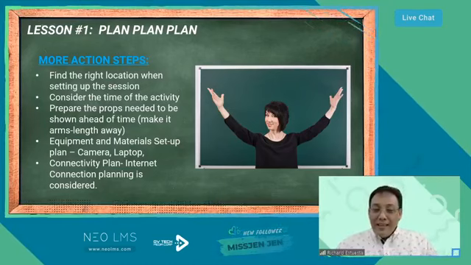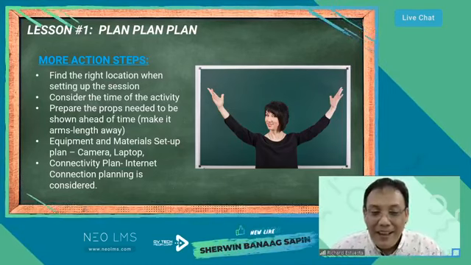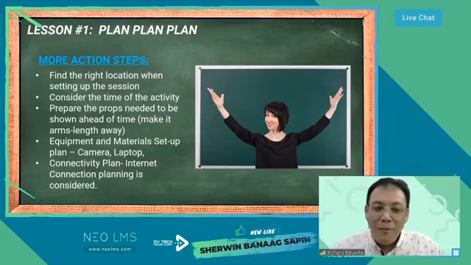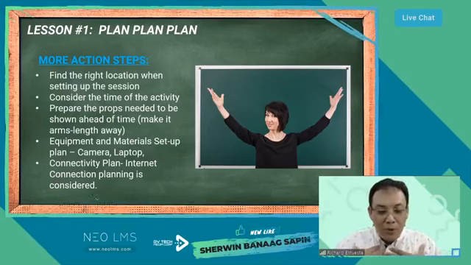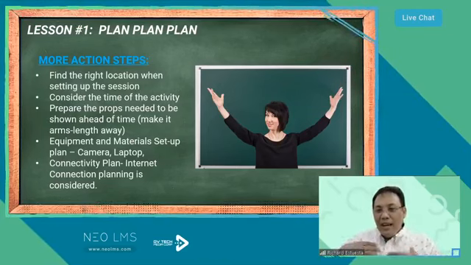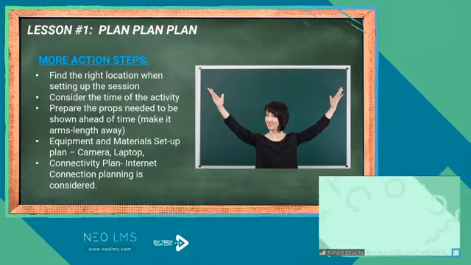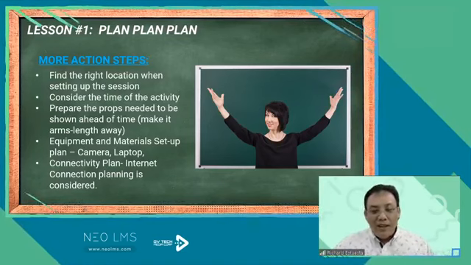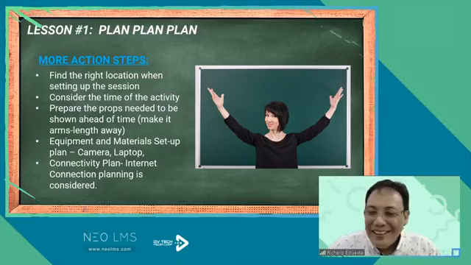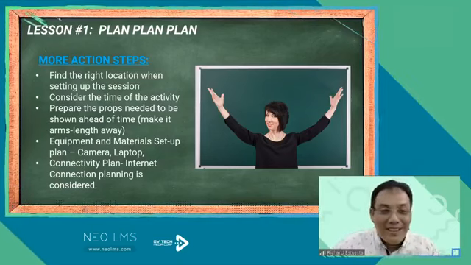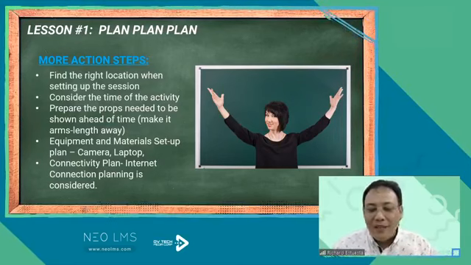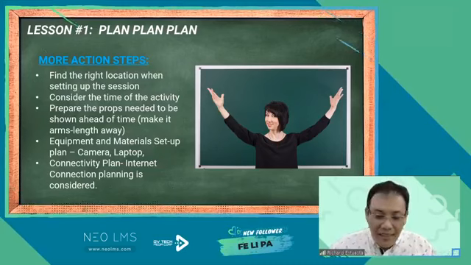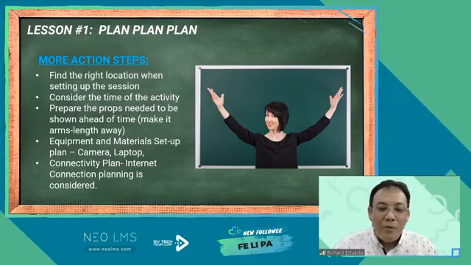Prepare the props needed, and at least make it arm's length away. Why? Because if suddenly, like me, I'm your teacher and I am supposed to show you a picture and I have to leave the screen, and you see nobody on the screen, you practically just made all of the students concerned about where our teacher is. Where did our teacher go? Did I get out of the lesson, or did I get out of the class? So again, as long as the things are already prepared, arm's length away, it's something that you can easily show them during the class.